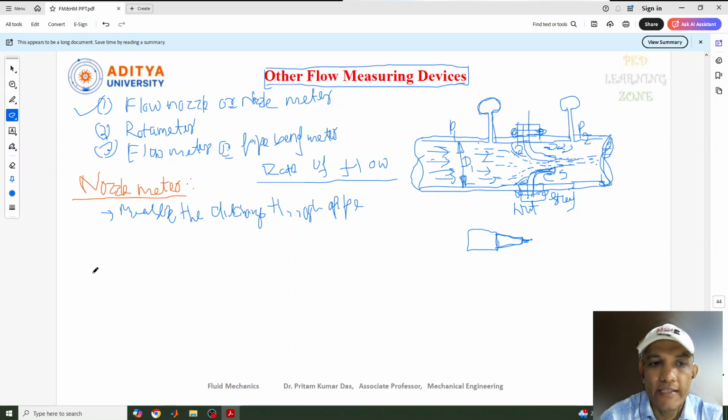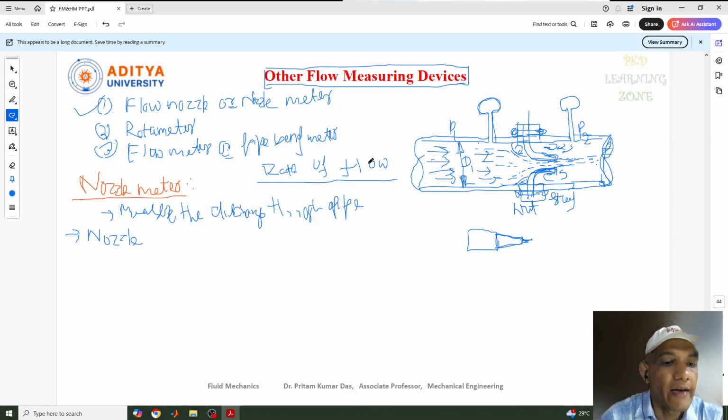So what does this device consist of? This device consists of a nozzle through which the liquid is flowing. This is one point. And if you see, this is the nozzle part, and this part is called the throat part. And this is the tip of this nozzle.